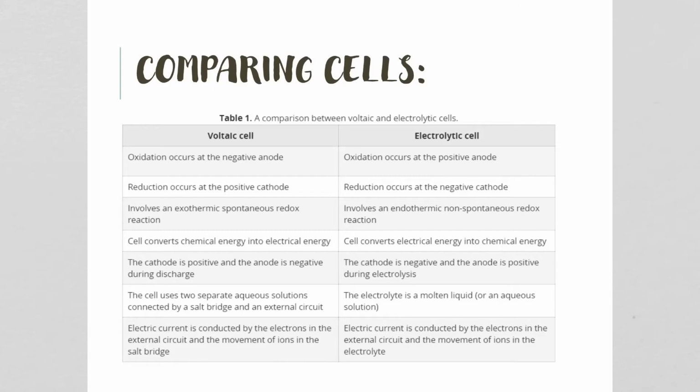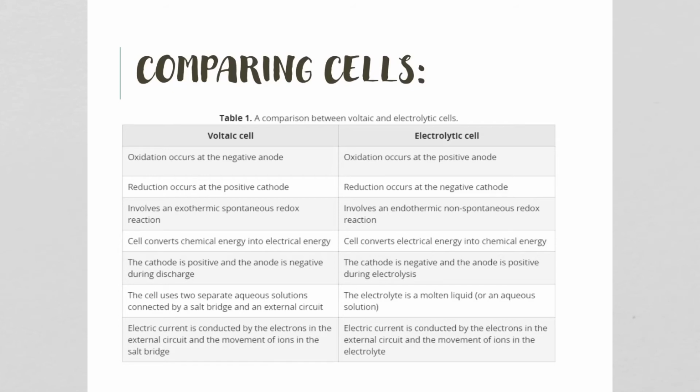A voltaic cell is an exothermic, spontaneous redox reaction. However, an electrolytic cell, and we'll learn this in a later lesson, is an endothermic, non-spontaneous redox reaction. We have to apply an electrical current to make the reaction happen. It's not going to happen on its own. It will not be spontaneous, ever. Voltaic cells convert chemical energy into electrical energy, and in an electrolytic cell, we're using the electrical energy that's being applied to the cell to split things apart and create chemical energy.